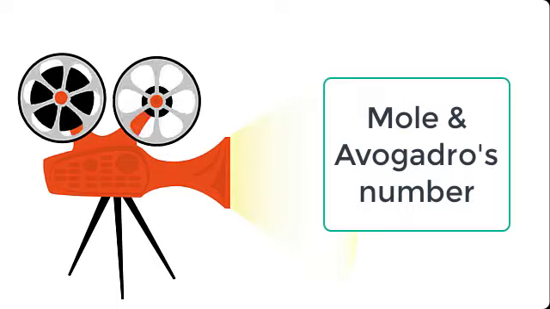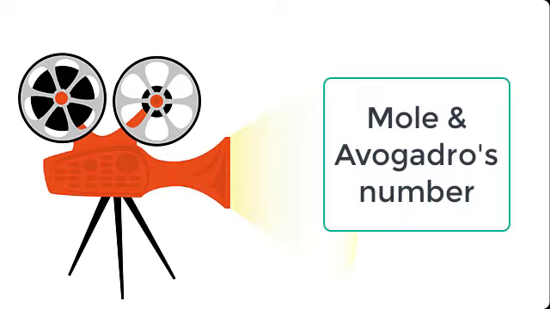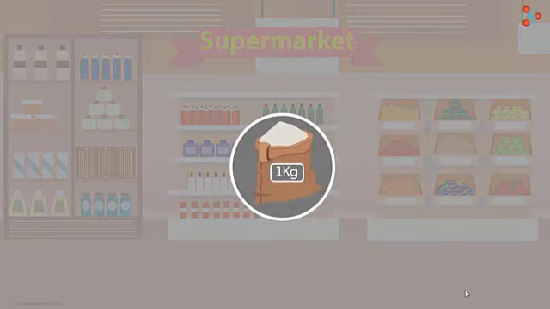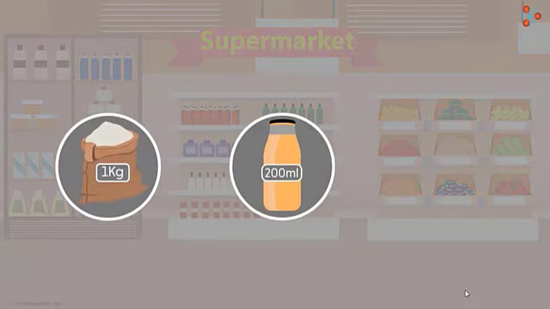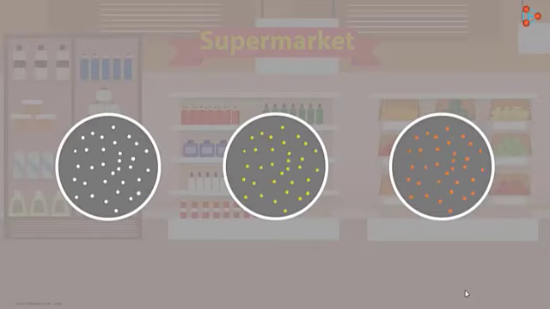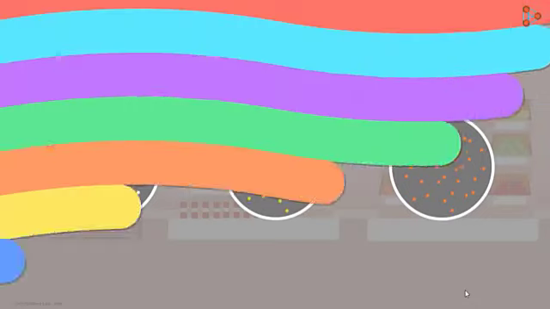Now watch the video about mole and Avogadro's number. When we go to a supermarket, we always buy things using standard values. In other words, we always take 1 kilogram of rice or 200 milliliters of fruit juice. Fruits are sometimes counted using the unit dozen. 1 dozen means 12 of something. These are terms used in everyday life. But what if I want to measure something in terms of the number of tiny particles present in it? Let me explain this in detail.